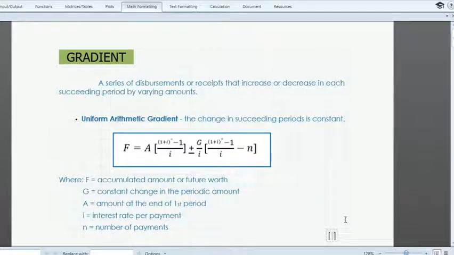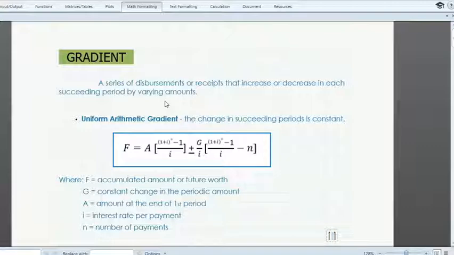Hi everyone! So for today, we are going to talk about gradient. When we say gradient, this is a series of disbursements or receipts that increase or decrease in each succeeding period by varying amounts. So si gradient, pareho din siya ni annuity.